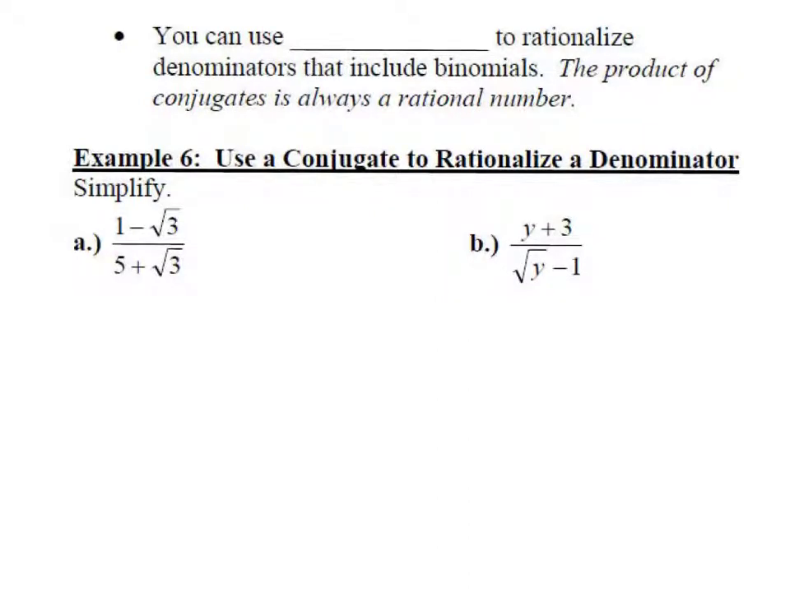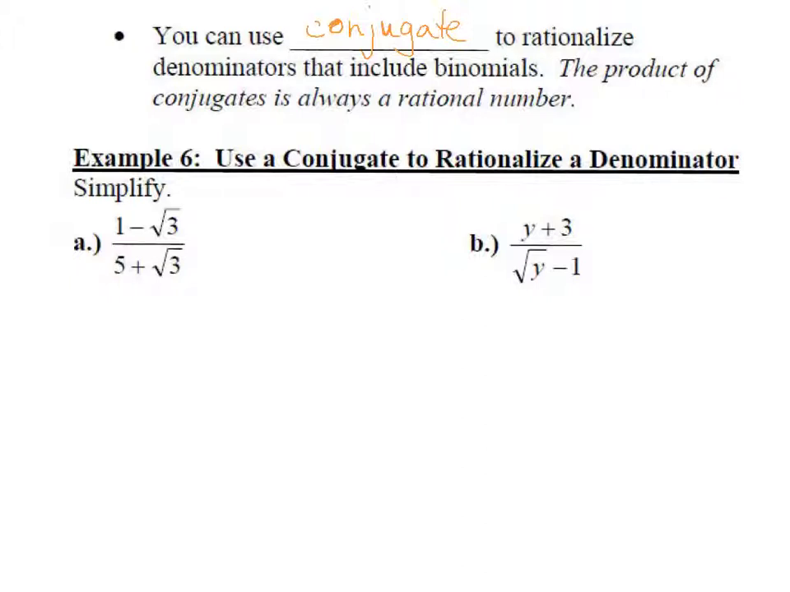Alright, back when we were dealing with imaginary numbers back in chapter 5, if we got an i in our denominator, we had to rationalize it. In order to do that, though, if you had a binomial, you had to use what we called the conjugate. You can use the conjugate to rationalize denominators that include binomials.